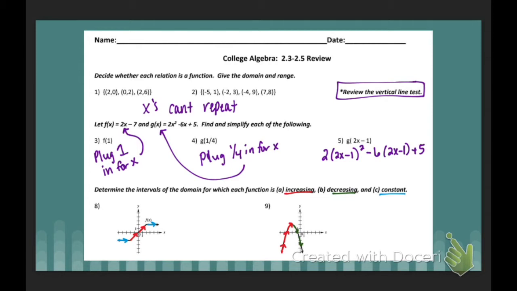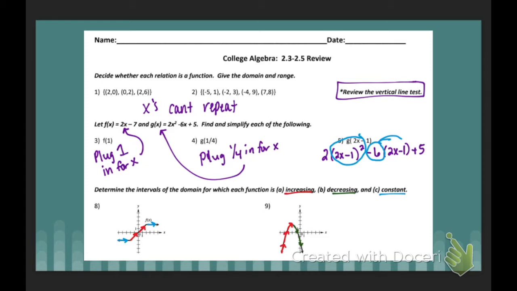For 3, 4, and 5, you need to start by figuring out which function I'm wanting you to use. So in problem 3, it says f of 1, so we're plugging 1 into function f. Problem 4 says g of 1/4, so we're plugging in 1/4 to function g. Problem 5 also uses g. We're plugging in 2x minus 1. Make sure that you do box method or FOIL here and distribute the -6 here.